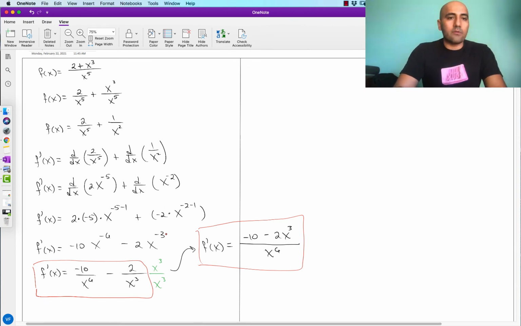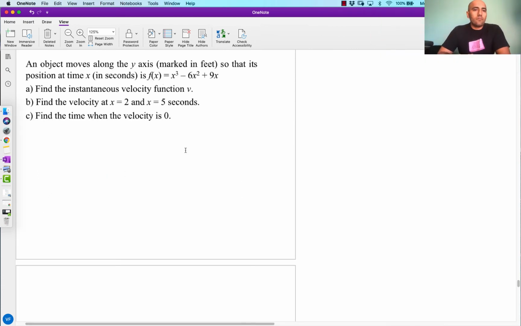Let's say a word problem. Okay, an object moves along the y-axis marked in feet so that its position at time x in seconds is given by this function. f of x equals 2x cubed minus 6x squared plus 9x. A, find the instantaneous velocity function v. B, find the velocity at x equals 2 and at x equals 5 seconds. And C, find the time when the velocity equals 0.